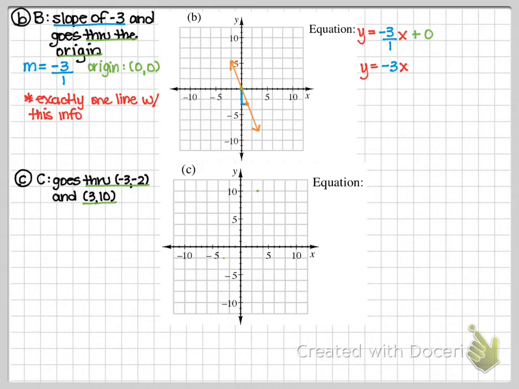You'll notice that I'm kind of in the same situation as I was on B. I have 2 points. I think we can draw this line. So we want to go between those 2 points. I want to extend my line. Then I need to be able to write the equation. So yeah, there's exactly one line, for the same reason as the previous one. So it's exactly one line with this info.